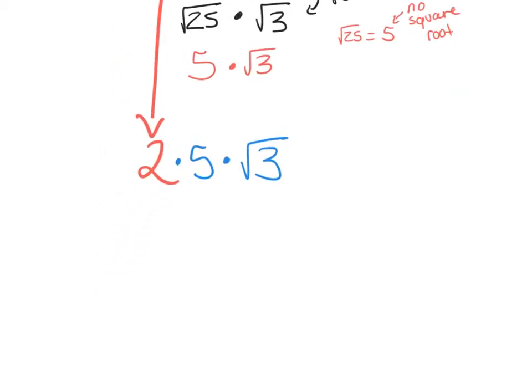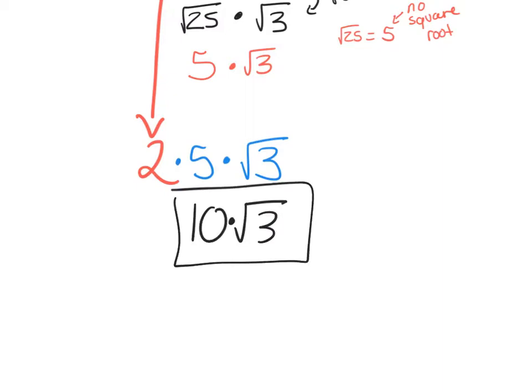Yeah, both the 2 and the 5 are outside of the square root, so we can multiply those together. We'll have 10 square root of 3, or you can write that multiplication symbol in there if you want. But that would be your final answer. And you can double check. You can see if you did it correctly.